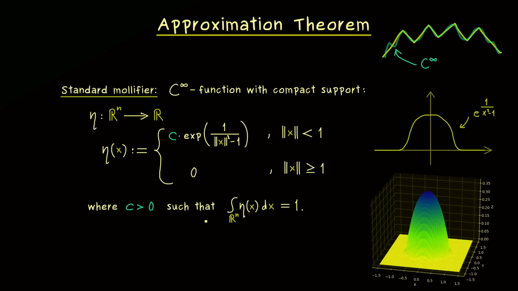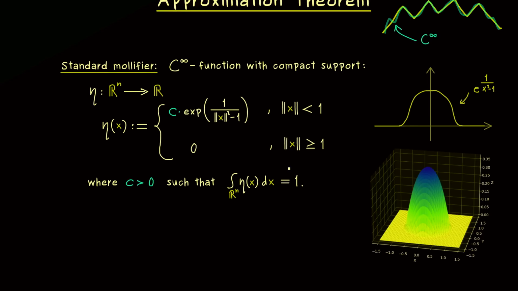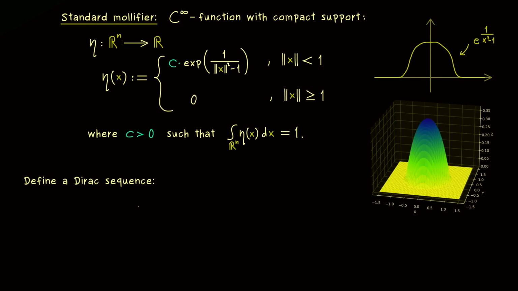Moreover, now we can also define a whole sequence of functions that look the same, but where the domain gets smaller and smaller when we increase our index. And such a sequence has a special name. It's usually called a Dirac sequence. And for that reason I want to call it delta with index k.